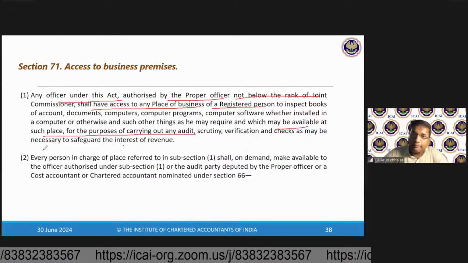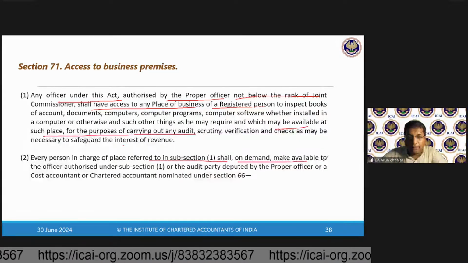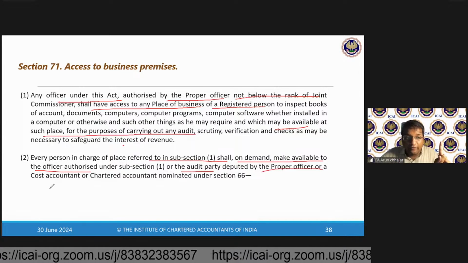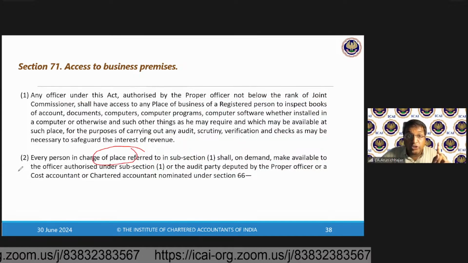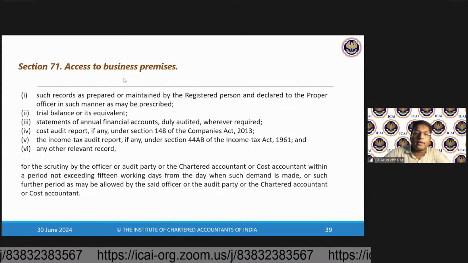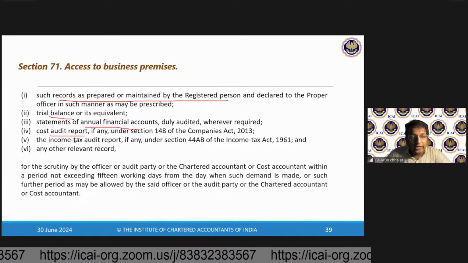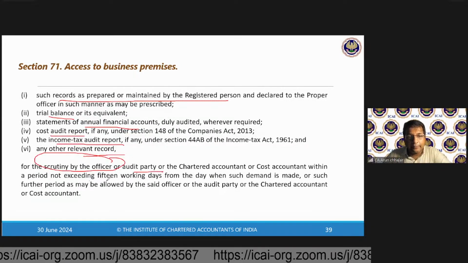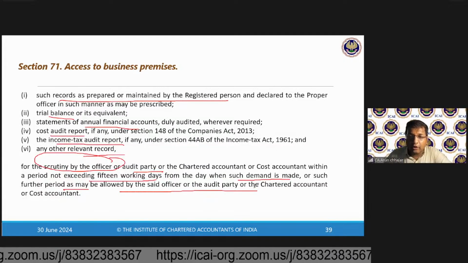Every person in charge of that place referred to in subsection 1, on demand, shall make available to the officer or the audit party, nominated by the proper officer or the cost accountant or the chartered accountant, the records as prepared and maintained by the registered person: trial balance, annual financial accounts, cost audit report, income tax audit report, and relevant records for the scrutiny by the officer or audit party, within a period not exceeding 15 working days from the day when such demand is made, or such further period as may be allowed by the officer or the audit party.